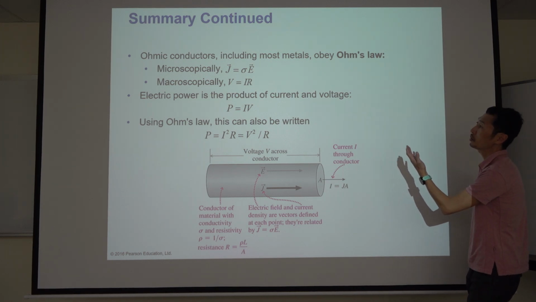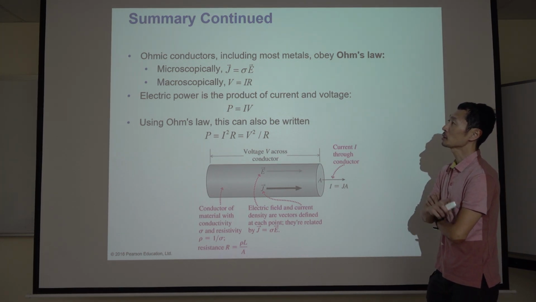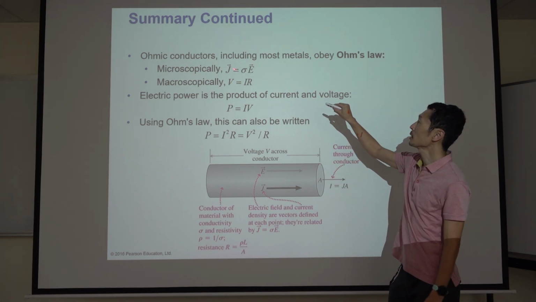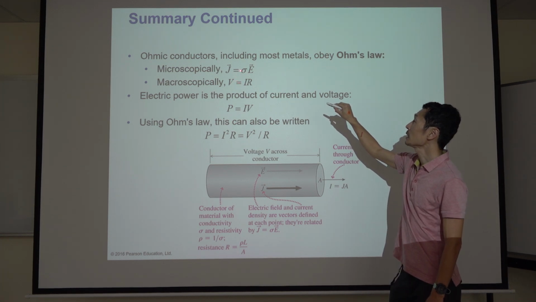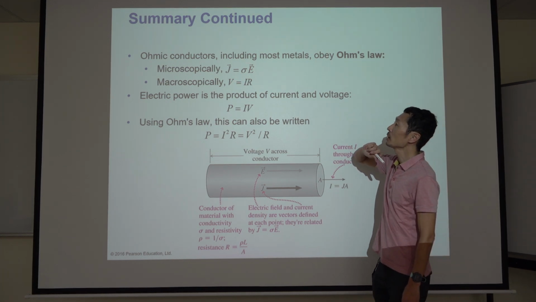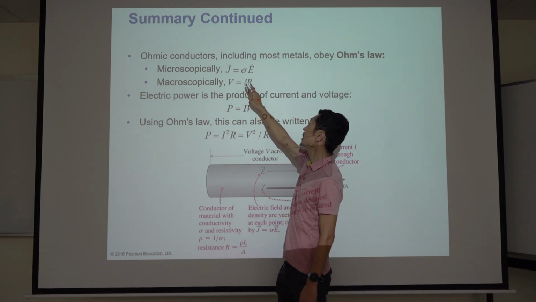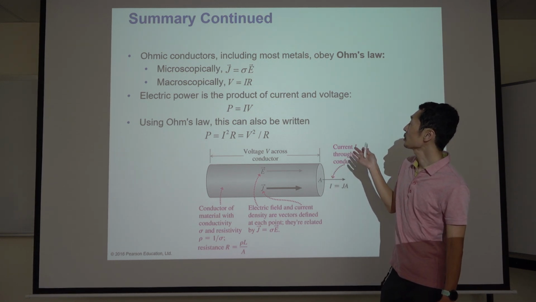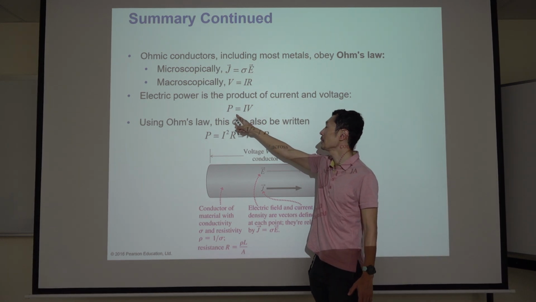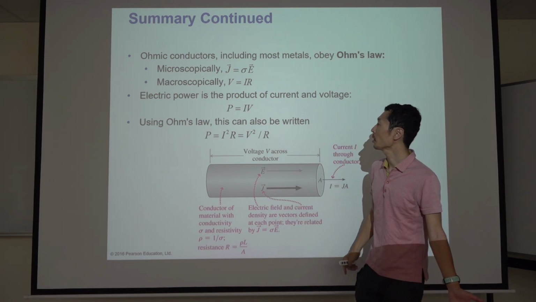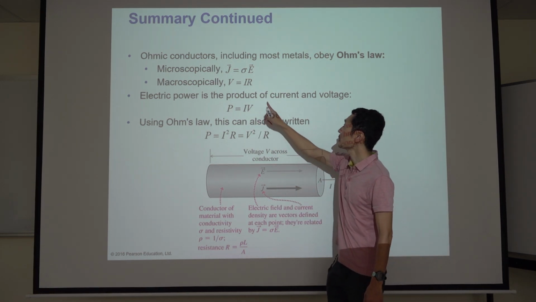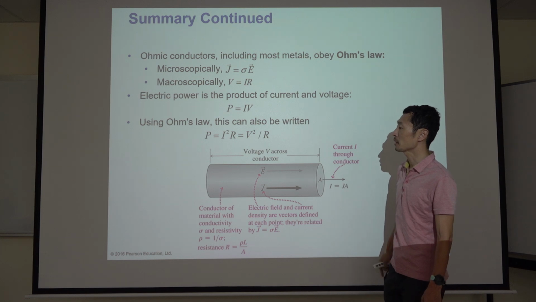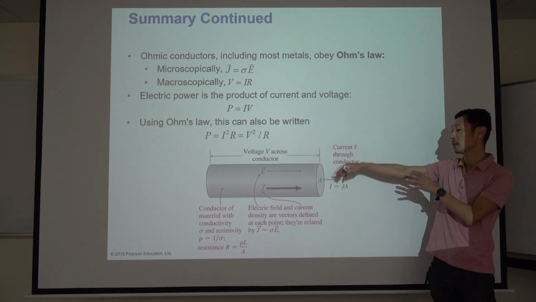Summary continued. We looked at Ohm's law. There are two versions, microscopic and macroscopic. In the microscopic version, the current density J is sigma times the electric field E. Macroscopically, voltage is current times resistance. Electric power is the product of current and voltage, so power equals current times voltage. Using Ohm's law, this can also be written as I squared R or V squared divided by R. So both of these follow from Ohm's law.